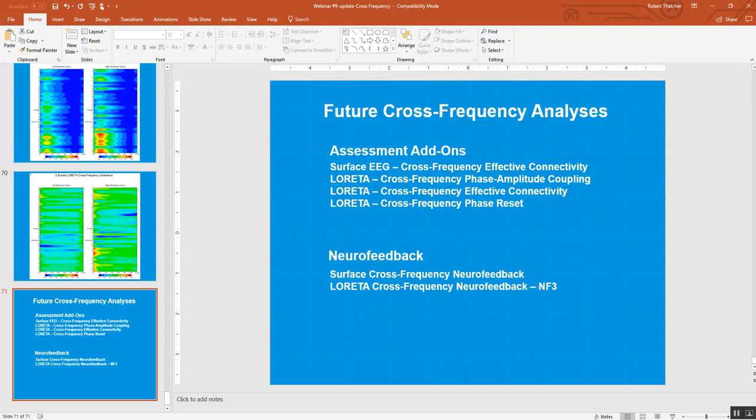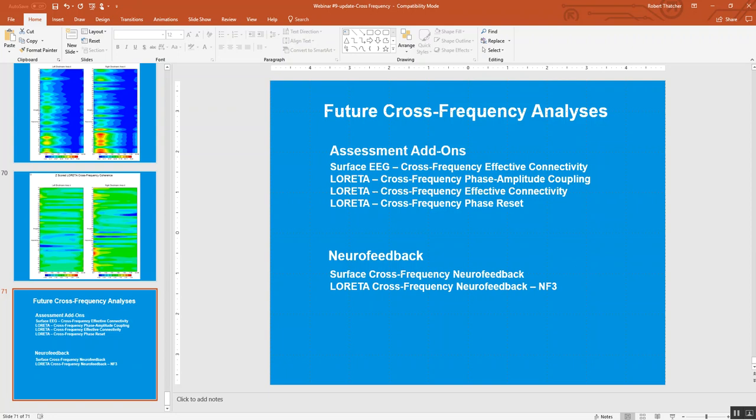And so in the future, we're going to have LORETA cross-frequency phase-amplitude coupling. We'll have LORETA cross-frequency effective connectivity, which is phase slope index. That's the magnitude and direction of information flow. So these are just a heads up on the future. We'll be working on these in the coming days and months.